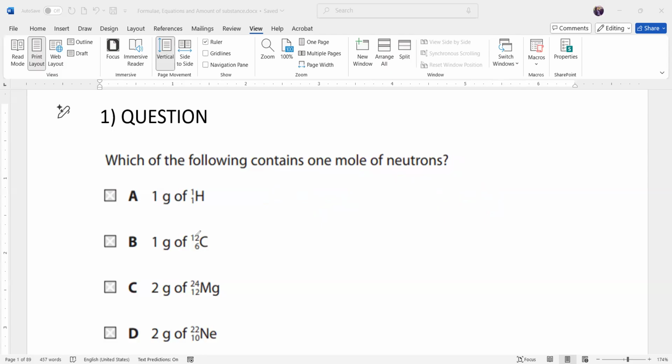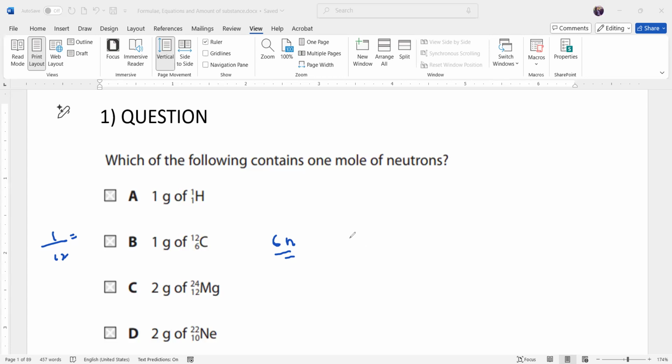What about the second one? How do we work it out? 12 minus 6, so we got 6 neutrons. And how many moles are there? How to get the moles? Moles equal mass in grams divided by molar mass. So we got 1 over 12. 1 divided by 12, that is giving us the moles.